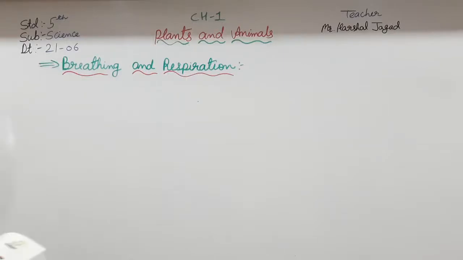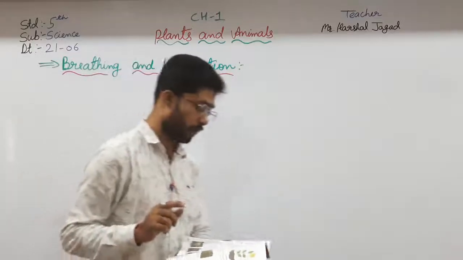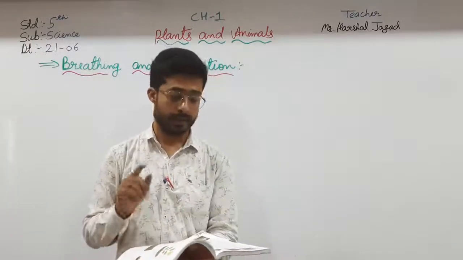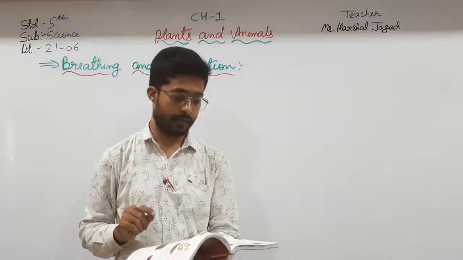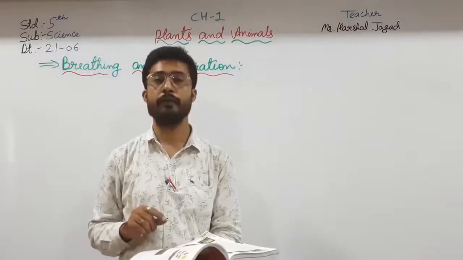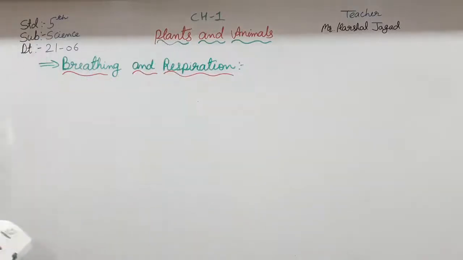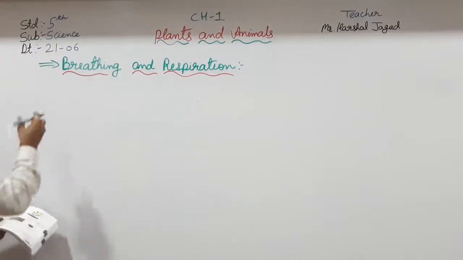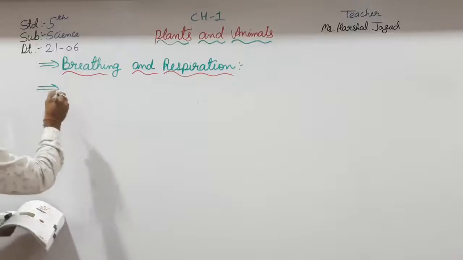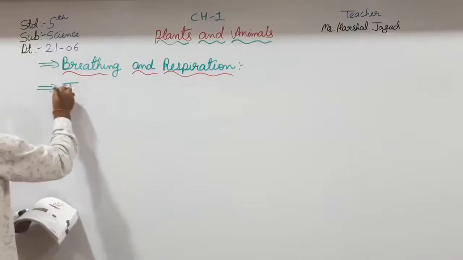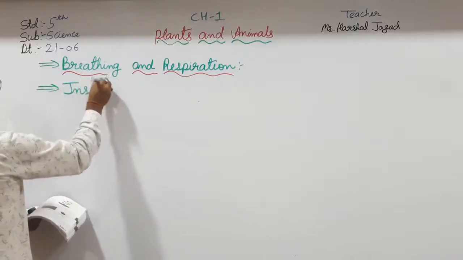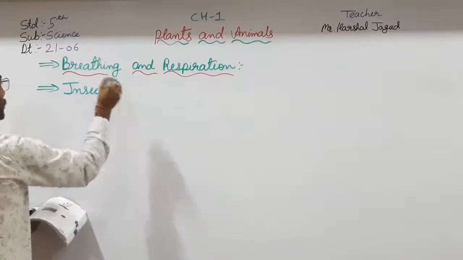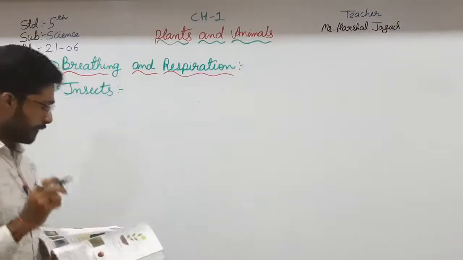Here on the next page you can see the pictures given: a horse, that is a terrestrial animal, a fish, that is an aquatic animal, and the frog, which is an amphibian. And here, starting with the insects, how do the insects breathe?